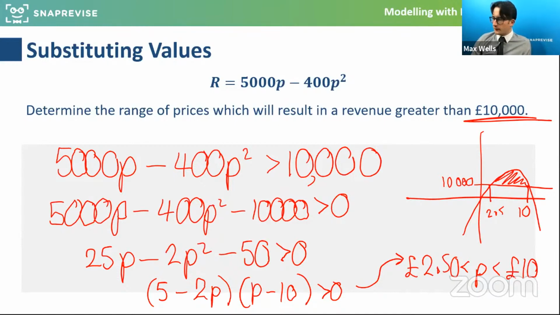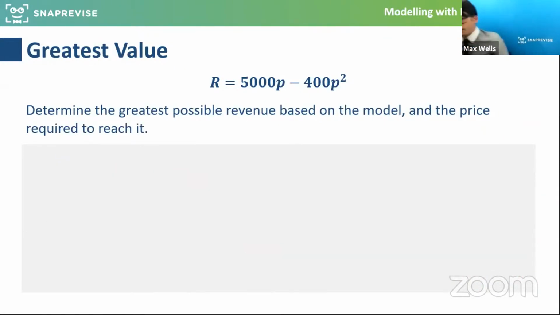Now, the next part of the question I think is good to look at, and then we'll look at some exam style ones, is the greatest value. So any ideas on what we could do here? And again, use of the calculator could be quite handy. But here, if we're trying to determine the greatest value, we could look to do completing the square.